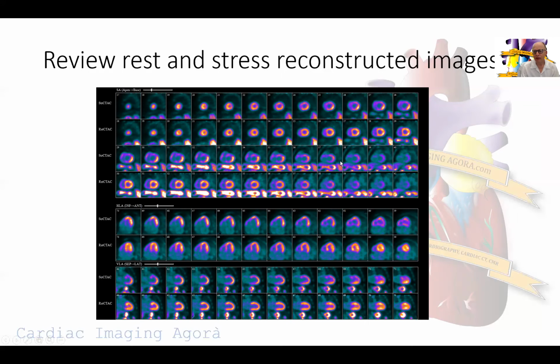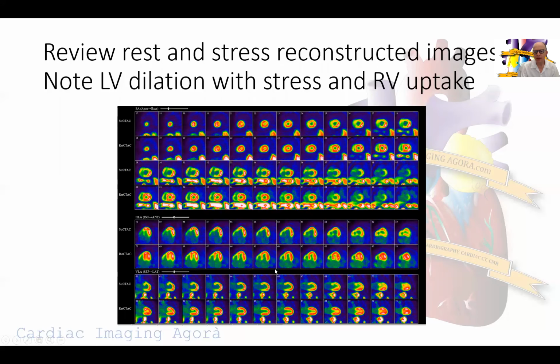And one more thing, if you pay attention, not distracted by the severity of the defect in the septum, you can see the inferior wall here becomes ischemic too. You can see it here in the short axis, and you can see it here in the vertical long axis too. The next step for me is to look at the rest and FDG images.